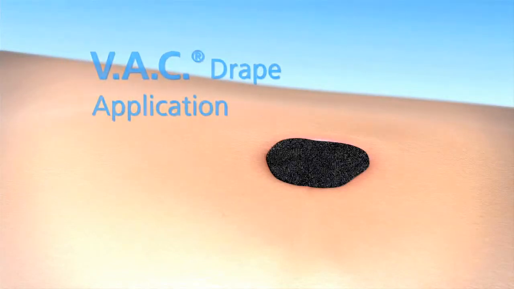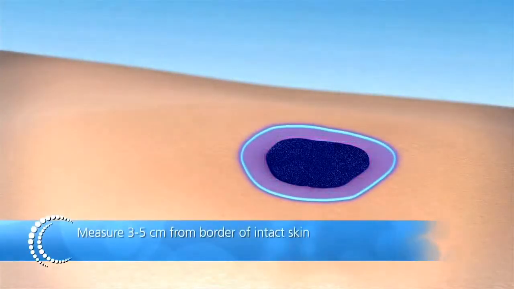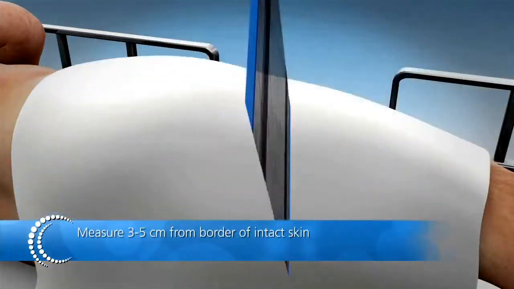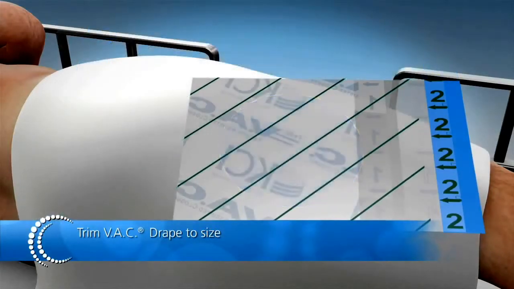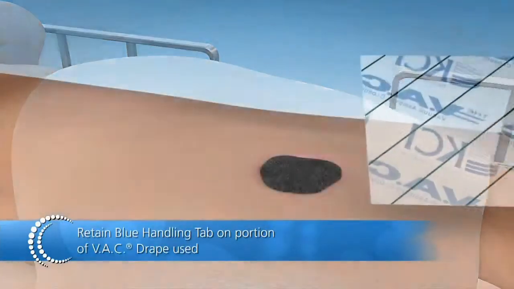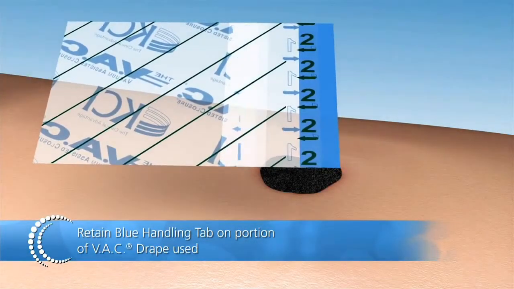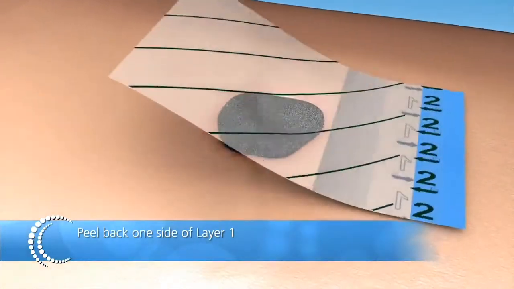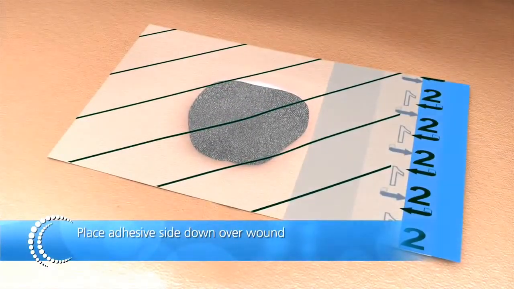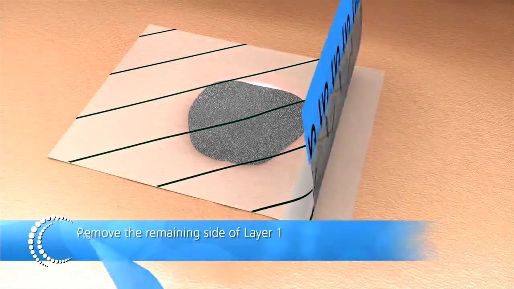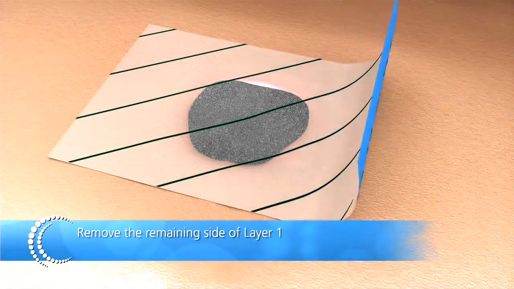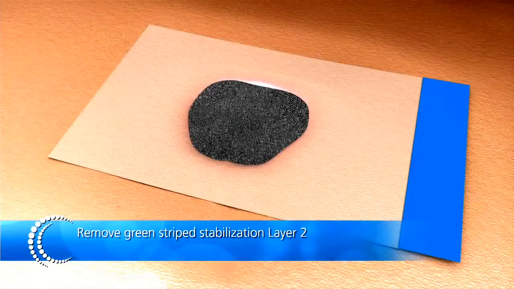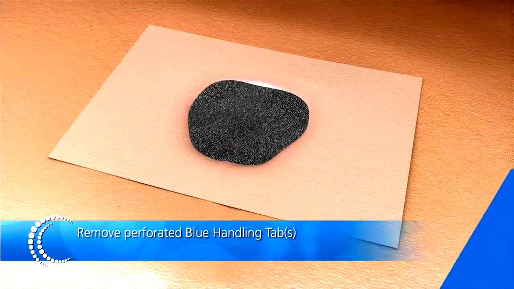VAC drape application. Measure 3 to 5 centimeters from border of intact skin. Trim VAC drape to size. Retain blue handling tab on portion of VAC drape used. Peel back one side of layer 1. Place adhesive side down over wound. Remove the remaining side of layer 1. Remove green striped stabilization layer 2. Remove perforated blue handling tabs.